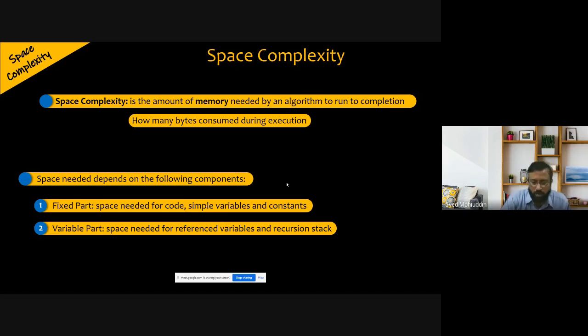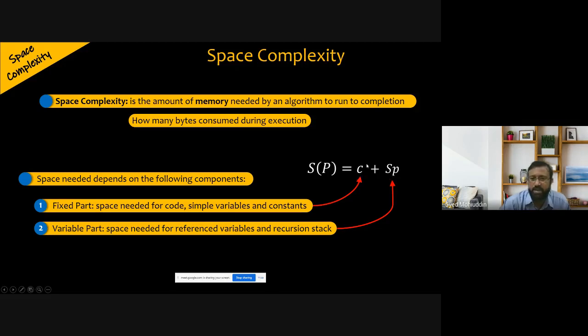Now, using these two components, the fixed and variable part, we have a formula. S_P, where S is space and P is the problem. So the space needed, or space complexity, for this problem P is equal to C, the space needed by the fixed part, plus the space needed by the variable part.